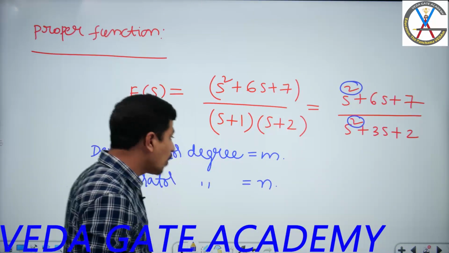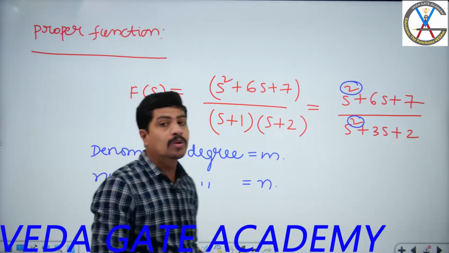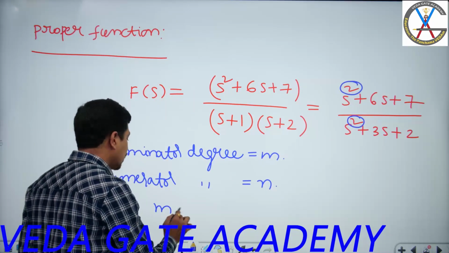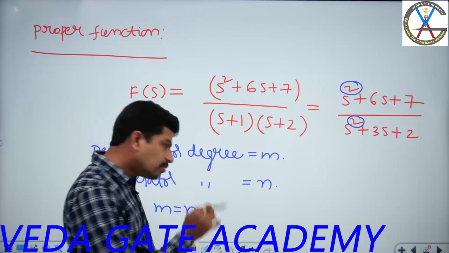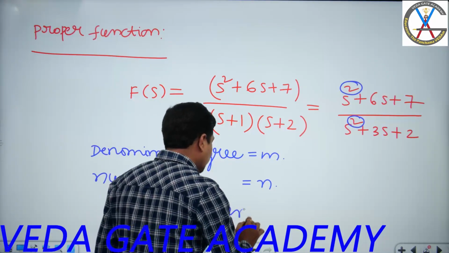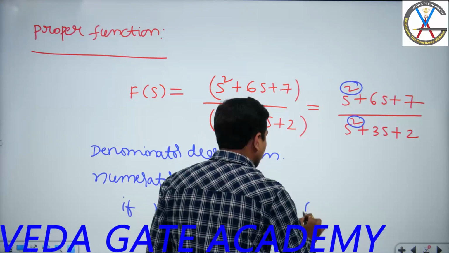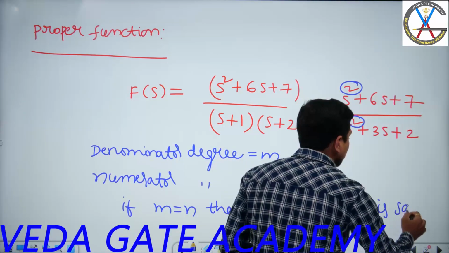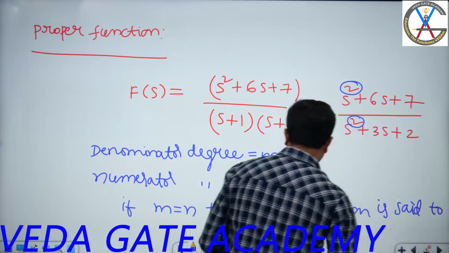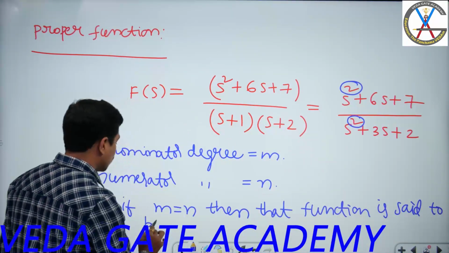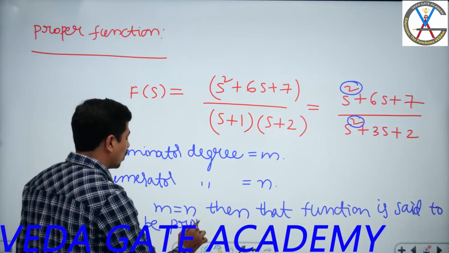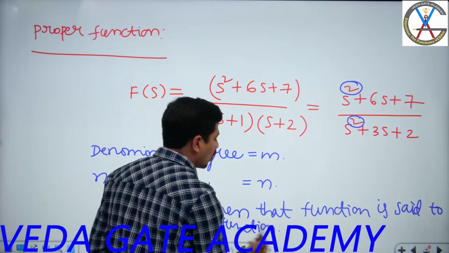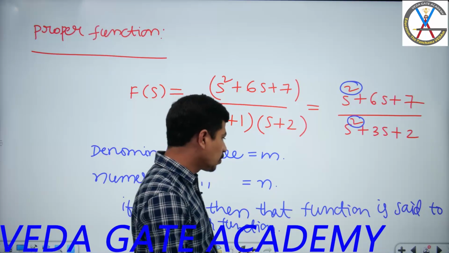If the denominator order and the numerator order are exactly equal, that is, if m is equal to n, then that function is said to be a proper function. It means both must have the same order. That is about the proper function.